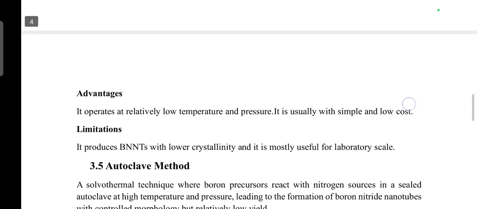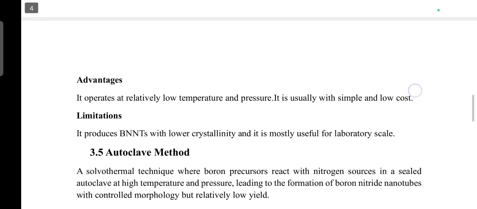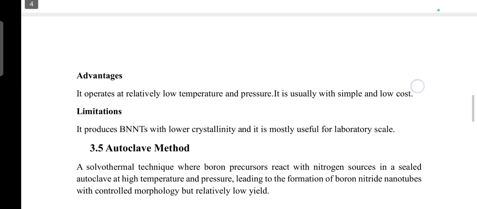Autoclave method: what is autoclave method? Autoclave method is another method of manufacturing boron nitride nanotubes, and this is a solvothermal technique where boron precursors react with nitrogen sources in a sealed autoclave at high temperature and pressure, leading to the formation of boron nitride nanotubes with controlled morphology but relatively low yield.